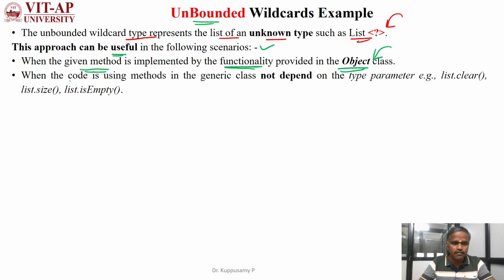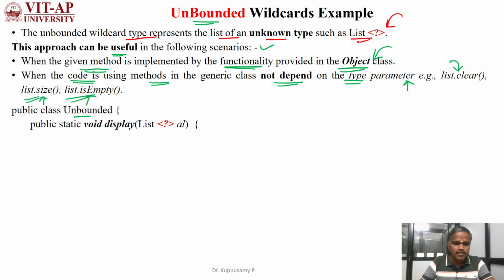And one more is when the code is using methods in the generic class that do not depend on the type parameter. For example, methods like clearing the list, getting the size of the list, and checking whether the list is empty or not. These methods do not depend upon any values we are receiving inside the method. So if you are using these methods, we can go ahead with unbounded wildcards.